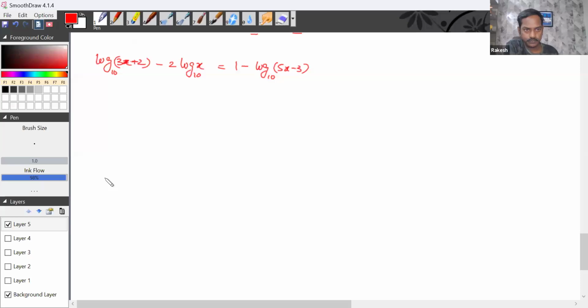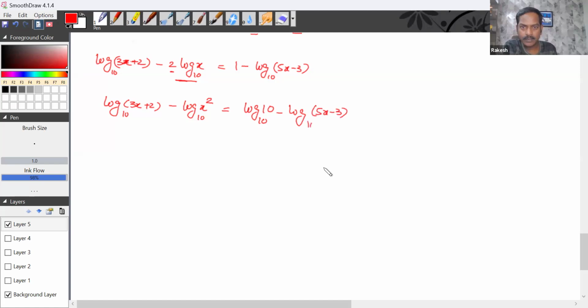What can we do? Let it be as it is. Log of (3x plus 2) with base 10 minus this. I'm applying rule number 3. This should go into the power of this. So this can be written as log of x square with base 10. Right? This is equal to, one can be written as log of 10 with base 10. So these are all the examples of manipulation which we do. Minus log of (5x minus 3) with base 10.